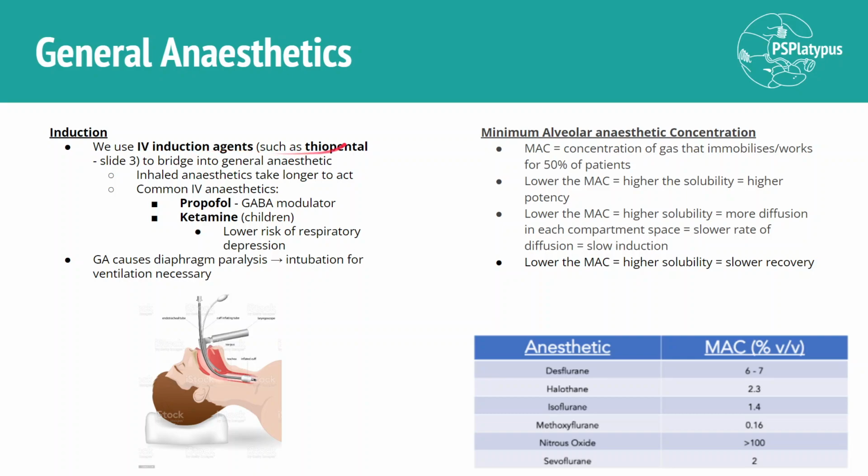We can use thiopental as we discussed earlier as an IV induction agent. Other IV anesthetics include propofol and ketamine, which are often used to bridge into general anesthetic. Note that it is IV, so it allows us to play around with the airway as we give this. Propofol is the main one, modulates GABA as well. Ketamine is another one, used in more children, as it's shown to have a low risk of respiratory depression.